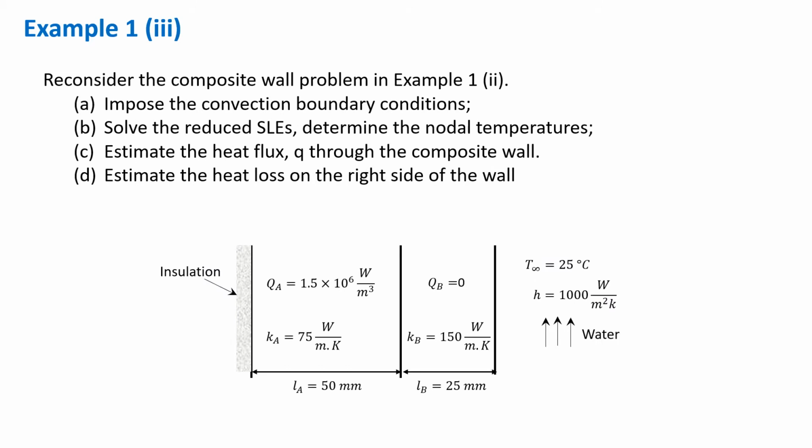Okay, now let's reconsider the composite wall problem from the previous video. This time, we would like to impose the convection boundary conditions to solve the reduced system linear equation to determine the nodal temperatures, and then estimate the heat flux through the composite wall, and lastly, estimate the heat loss on the right side of the wall.